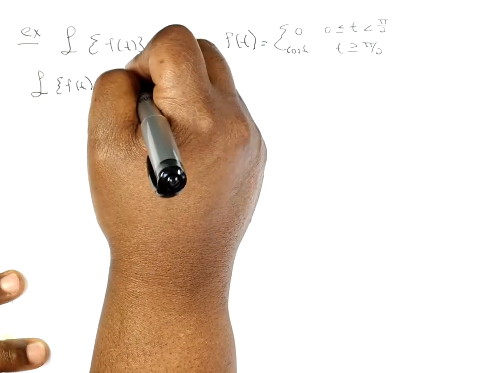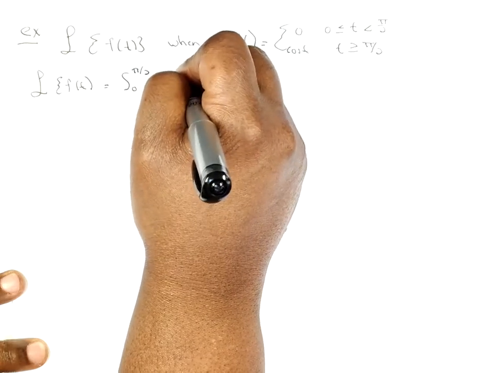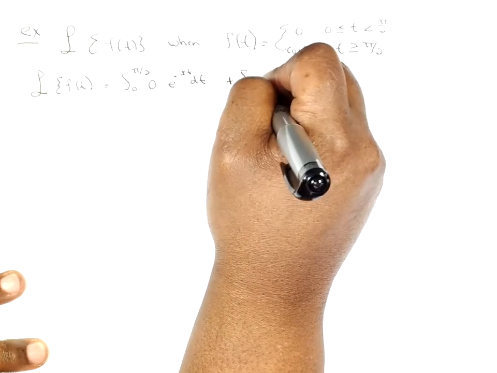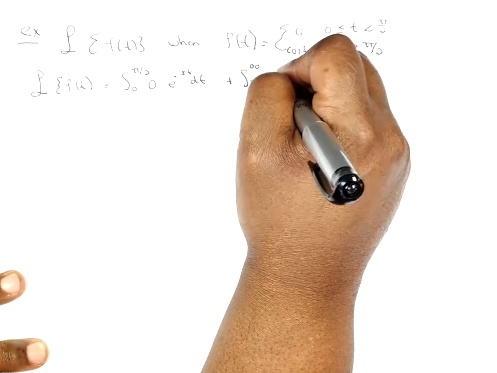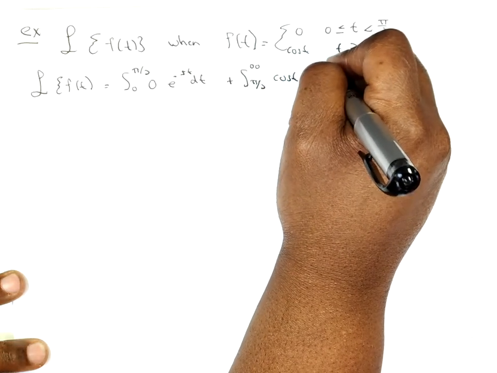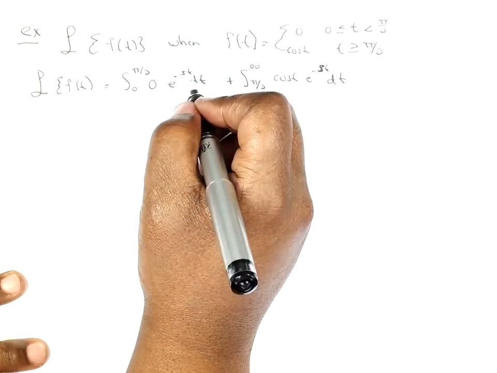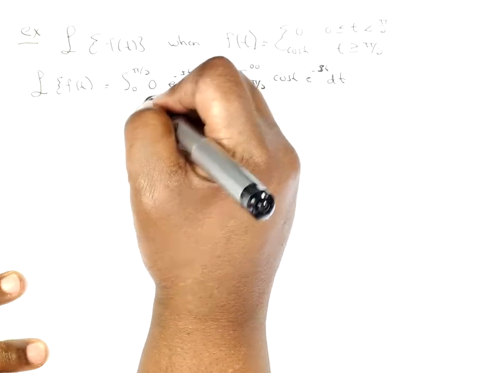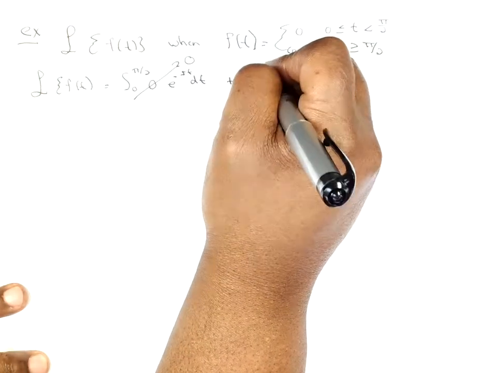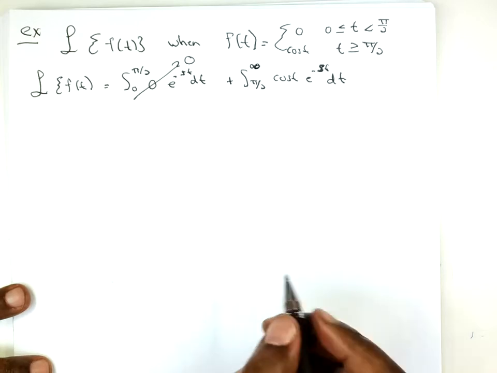So our Laplace transform, we have to go 0 to pi over 2, 0 e to the negative st dt, plus pi over 2 to infinity cosine t e to the negative st dt. Our first term is just 0, because if we integrate we get a constant, so when you evaluate the endpoints, again that term goes to 0, so I just have to focus on the cosine t e to the negative st. So we're going to have to use parts.